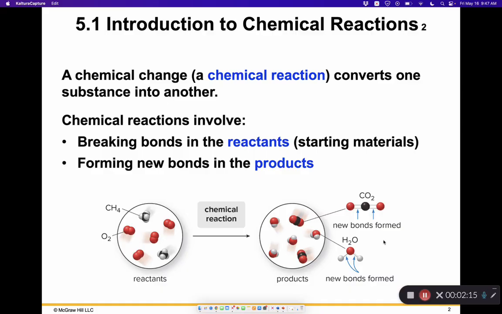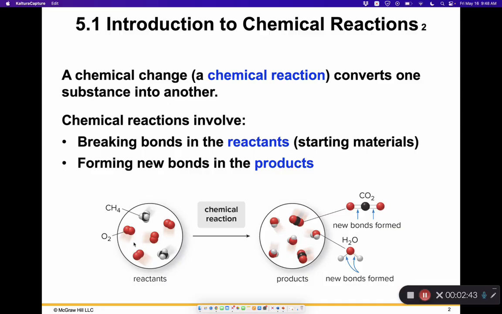At the molecular level, what we see is that the bonds between the atoms in a compound are broken during a chemical reaction. And when these bonds are broken, the atoms reorganize and form new bonds in the product. That is how a chemical reaction takes place.